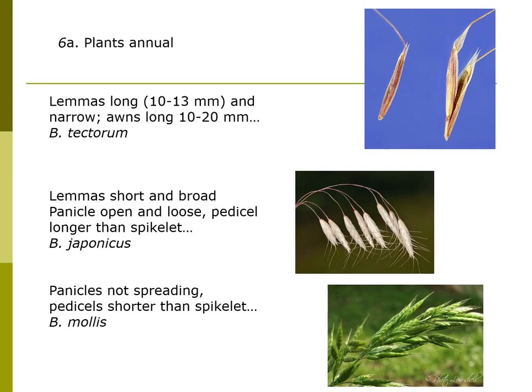If the lemmas, however, are short and broad, then we've got these two other weedy bromes. If the panicle is open and loose and kind of drooping like you see there, then this is Japanese brome, Bromus japonicus. If the pedicels, the flowering stems, are shorter, making the spikelets be held more upright and tight, then this is Bromus mollis.